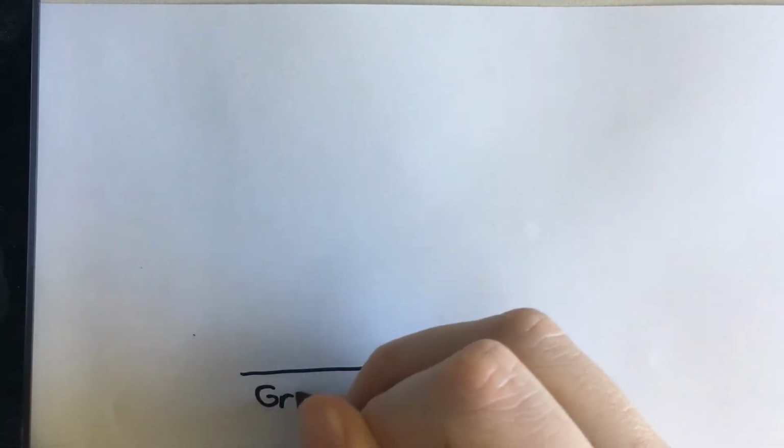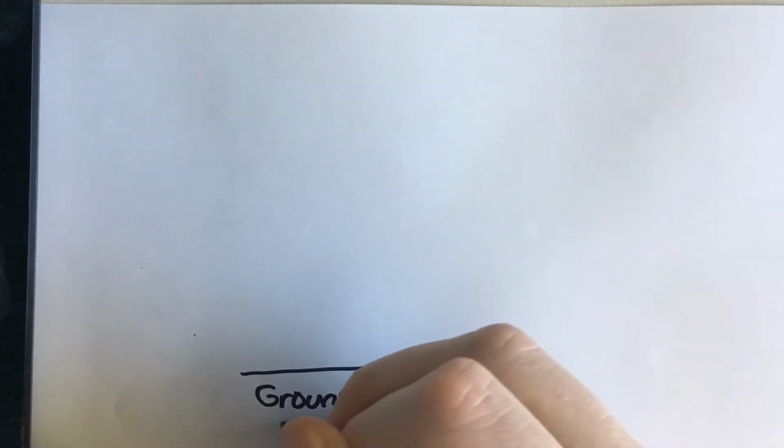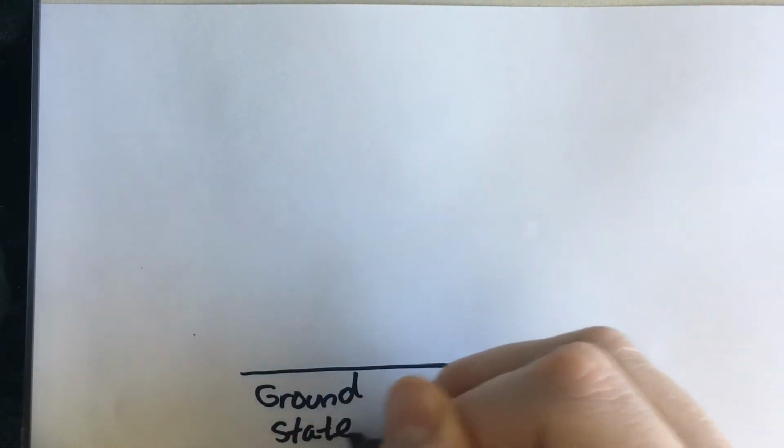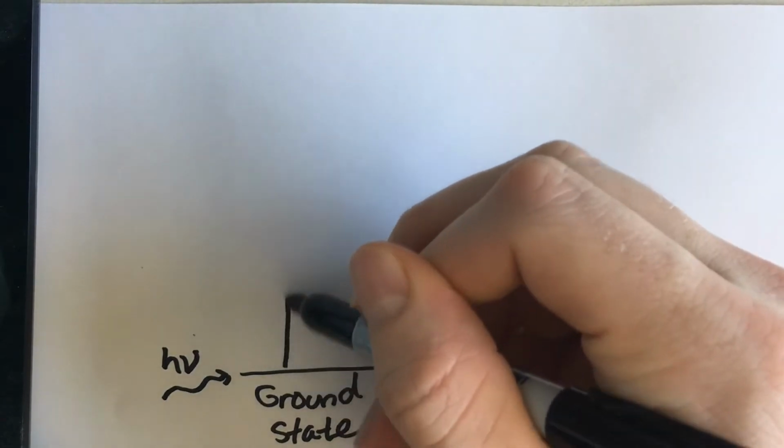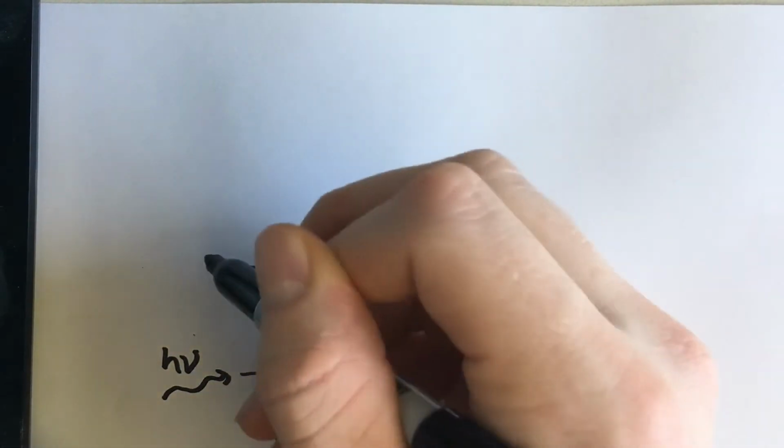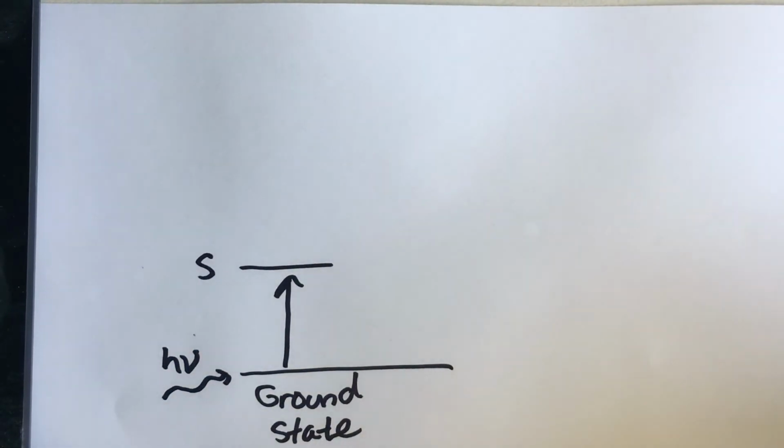We are going to begin by visualizing the energy levels of an electron. So I'm going to draw out a Jablonski diagram right now, first with the ground state. And so when an electron in its ground state is excited by a photon with energy h nu, that electron is excited to a singlet energy state.